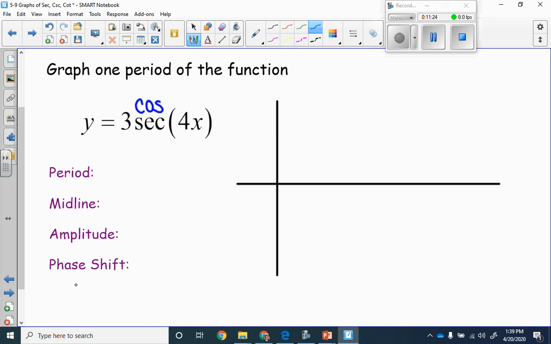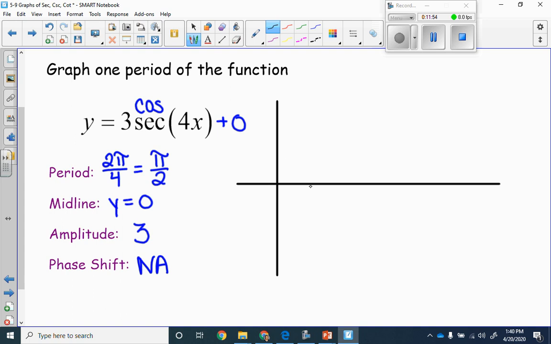And so then I start to look at the things here, because I know that the period here, we're going to take 2 pi and divide that by 4. So pi over 2 would be the period of cosine. Midline, we're not adding anything, so y will be equal to 0. Amplitude, I'm going to have 3, and there's no phase shift. So because I'm looking at cosine, now I have a midline and I have that amplitude. And I'm going to use that information to help me graph this out.